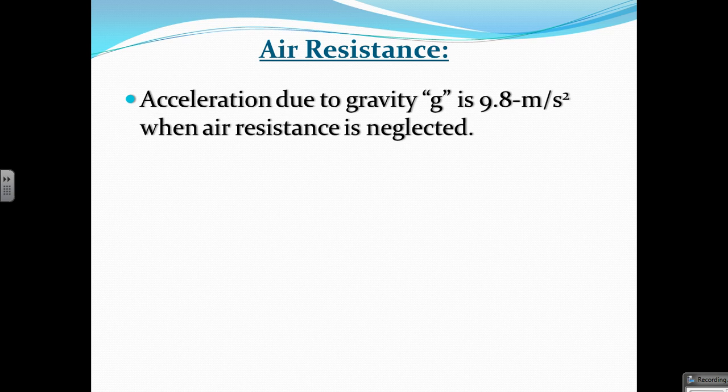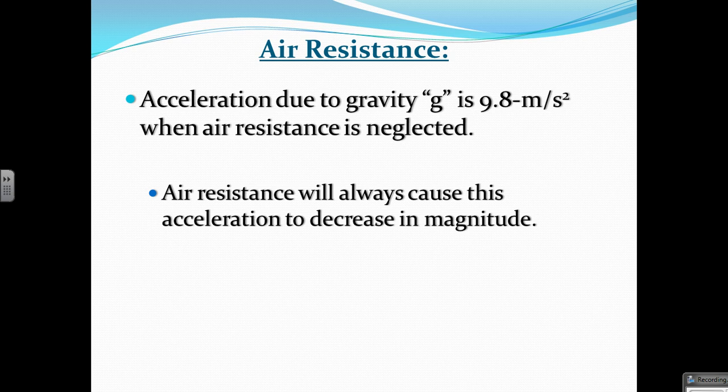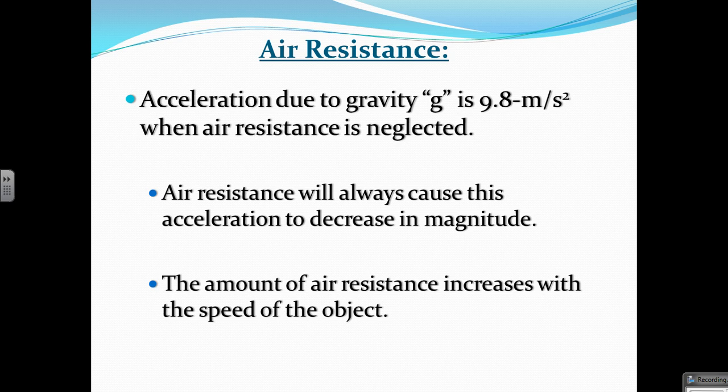If we're looking at air resistance, it will decrease the amount of acceleration that's happening. So if you have no air resistance, or if friction or air resistance is negligible, you're at 9.8 meters per second squared. If there is any air resistance whatsoever, and you should assume there is unless you're told otherwise, this will cause the acceleration to decrease in magnitude. In many cases it's not necessary to know exactly what it is, just know that it will decrease the acceleration. The other thing about air resistance you should understand is that the faster an object goes, the more air resistance, or the less acceleration that it will feel because of its speed.